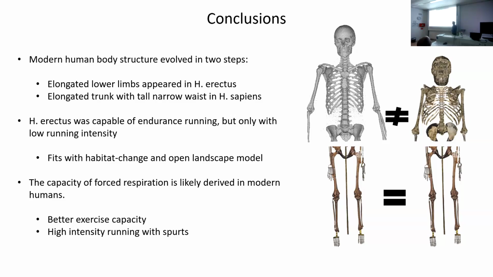But the capacity of forced respiratory inspiration is linked to the morphology of the modern human trunk, and this is likely derived. We think it is related to a better exercise capacity and may have some implication in running with spurts or definitively showing a more intense running adaptations than the context of Homo erectus.